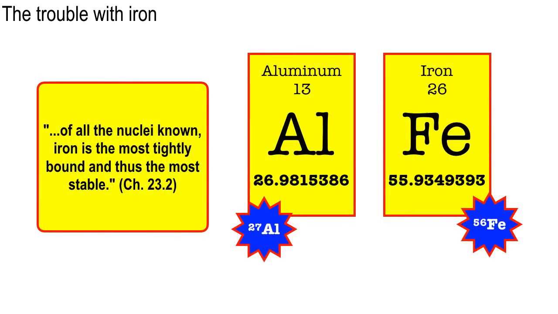And here's a quote from chapter 23.2. Of all the nuclei, are you getting these chapters down? I'm trying to put in more chapter citations here, you guys. Of all the nuclei known, iron is the most tightly bound and thus the most stable. So that's basically, in a nutshell, the trouble with iron.